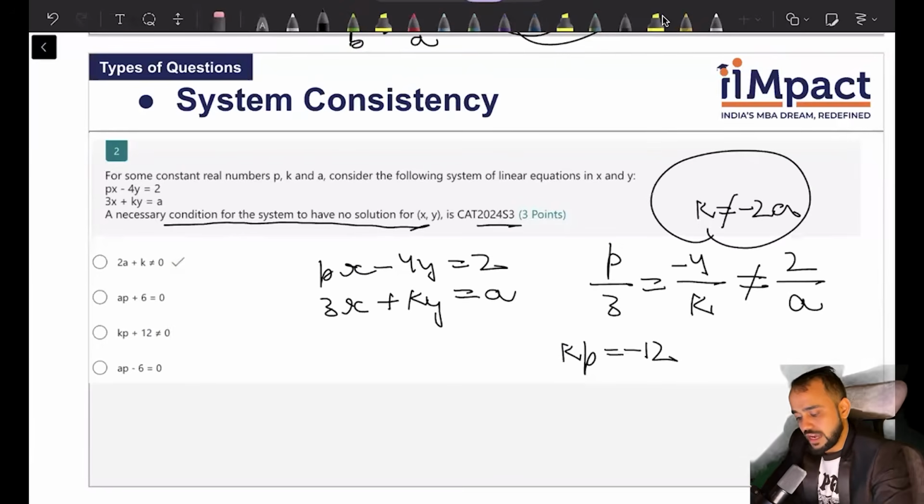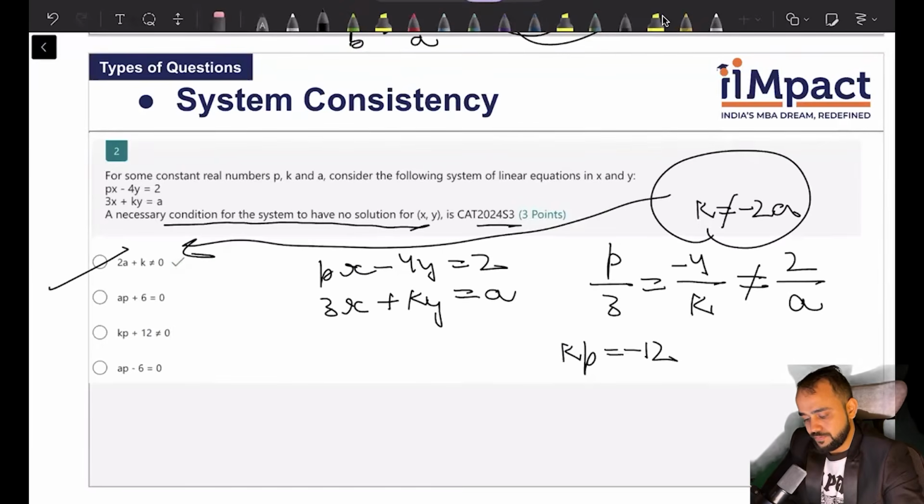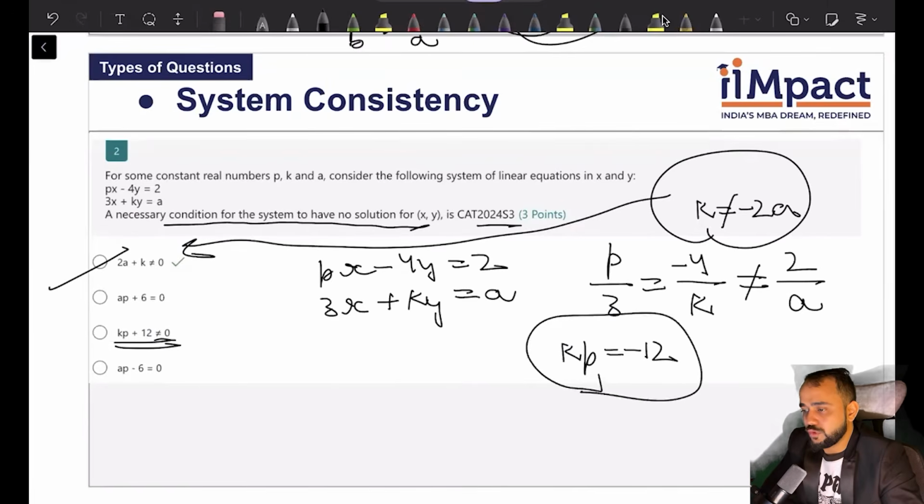So this option aligns with your option number 1. This option is written wrongly. This is put wrong. They should have put equality, only then this would have been part of your answer. Because they wanted only one option to be correct, they went with option number 1. Are we clear?